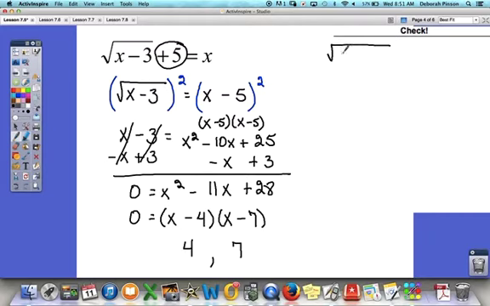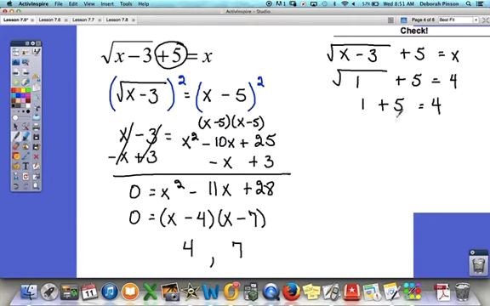So here's my original equation, square root of x minus 3, plus 5 equals x. All right, so I'm going to check my 4 first. So I'm going to go through and I'm just going to check this one by hand. So 4 minus 3 is 1, plus 5, and my x is 4. So I'll have square root of 1 is 1, plus 5. So 6 equals 4. That means 4 is not a good answer. I've got to throw it out.